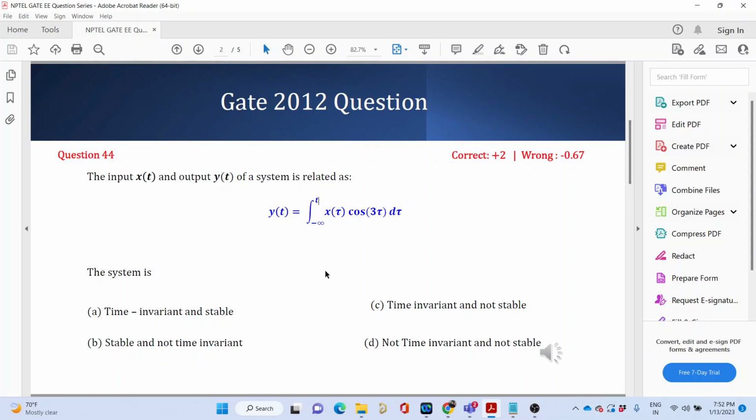So how do you check the stability of a system? How do you check stability of a system? Sir, I don't know, sir. I have forgotten it. You have heard about BIBO, bounded input, bounded output stability. Yes, sir. So what does that theorem say?